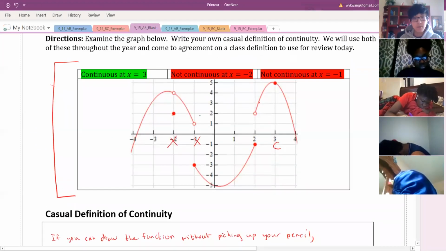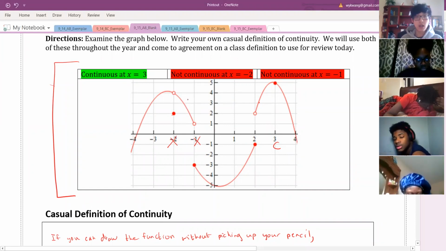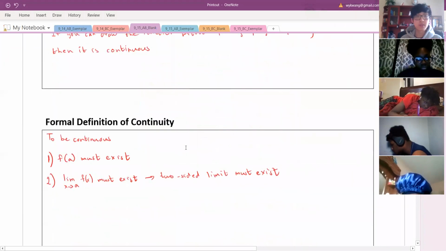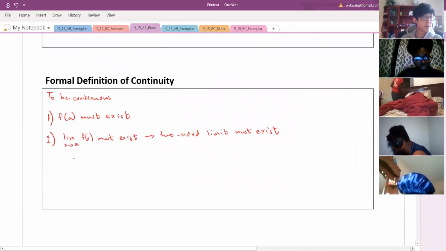So this attacks this discontinuity, right? For a two-sided limit to exist, they have to come to the same point. So they have to equal each other. For example, this limit approaching -1 is going to 1. This limit is going to -3. Because they're different, -1 and -3, we can say that this two-sided limit does not exist. So obviously this point at -1 fails our second criteria for continuity.